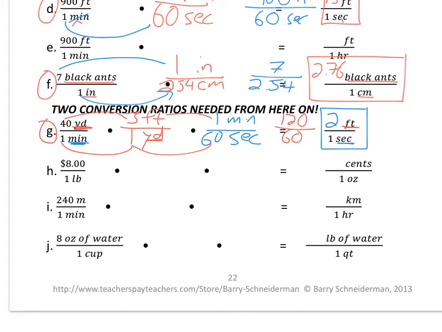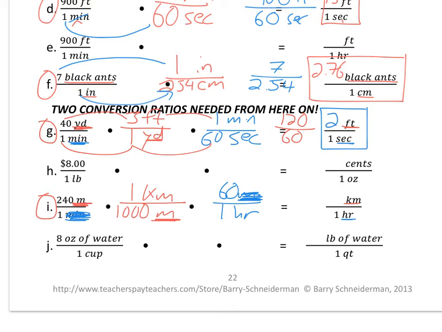The last one on this side I'm going to do is I. And this time I'm going from meters to kilometers on the top and minutes to hours on the bottom. I know that 1 kilometer is 1,000 meters, and meters needs to be on the bottom here because it's on the top here. I know that 60 minutes makes 1 hour, and minutes need to be on the top here, so I can cross it off with the minutes down there.